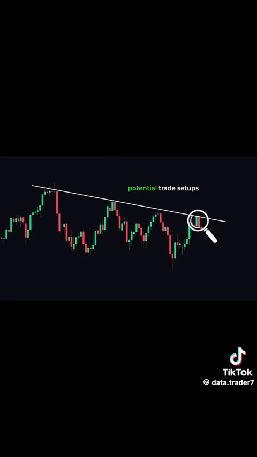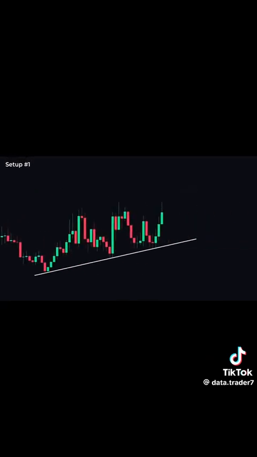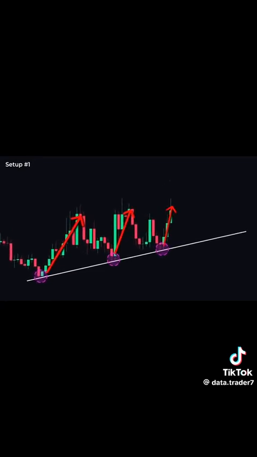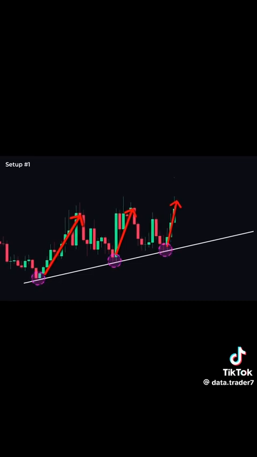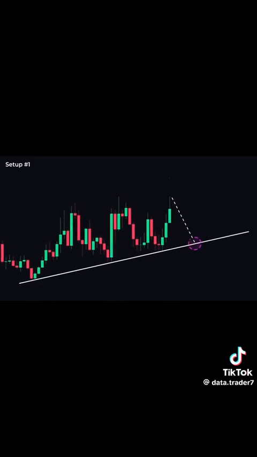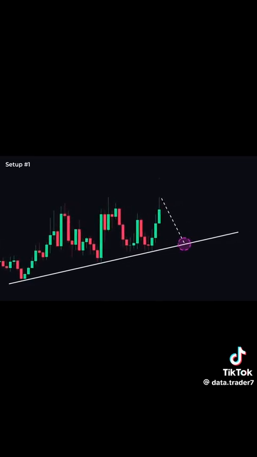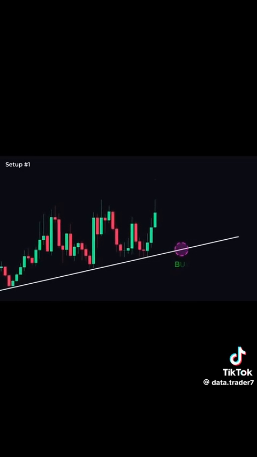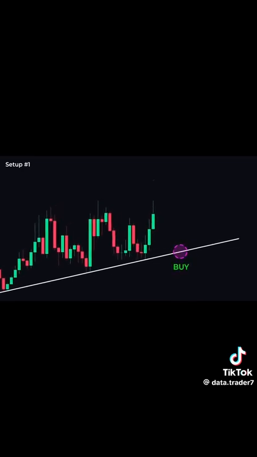the naked eye. For example, in this chart, we've applied a trend line by connecting the swing lows. Now, notice that in the past, price tends to bounce off the trend line every time it touches it. This tells us that in the future, if price ever approaches the trend line again, there's a high probability that we can expect another bounce. So, a possible trade setup here would be to take a buy trade if price retraces to the trend line.